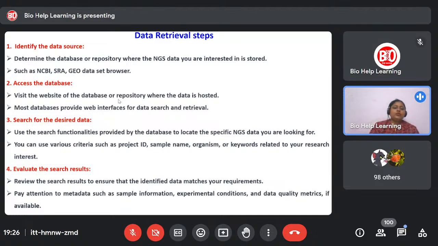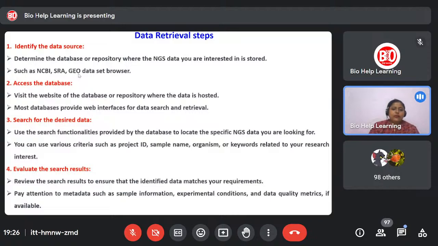Suppose you want to perform any research in the field of Alzheimer's, or suppose the recent trend is COVID. So for this, you need to choose which data you want. So first, choose a database. Among those databases, you have to choose, suppose, NCBI, SRA, GEO, etc.